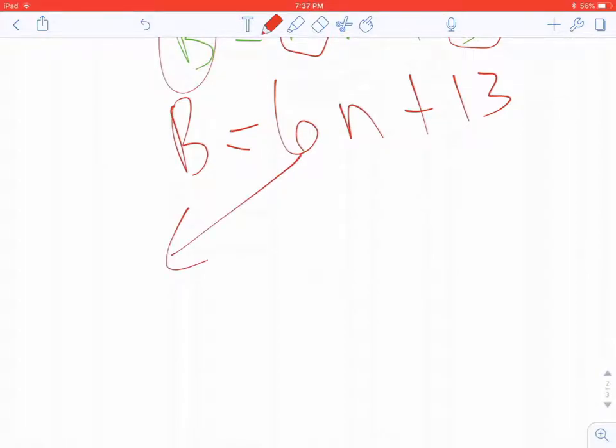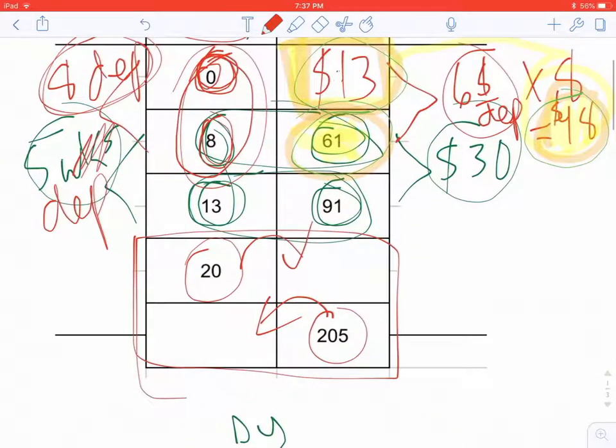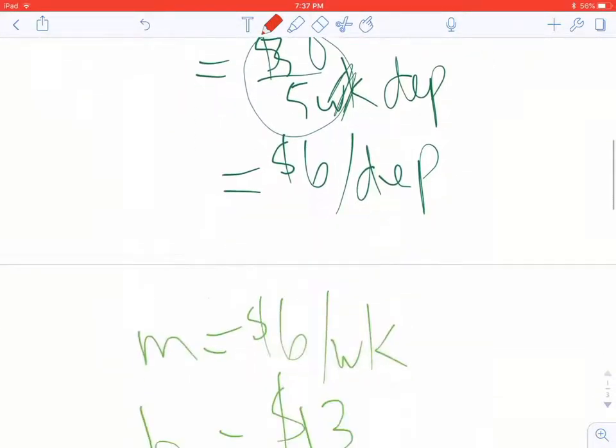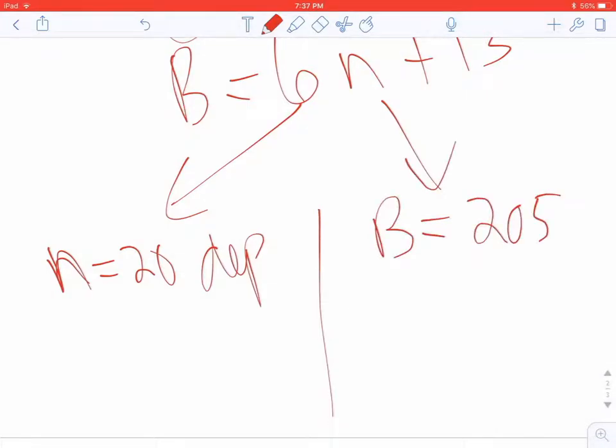The first one, I know that n was equal to 20. So there's 20 deposits. And I'll go back up and look at this. In the other one, there was $205, and we want to figure out how many deposits that took. So in this one, I want to figure out, if there's $205, how many deposits did it take to get there? Okay, those are the 2 questions.